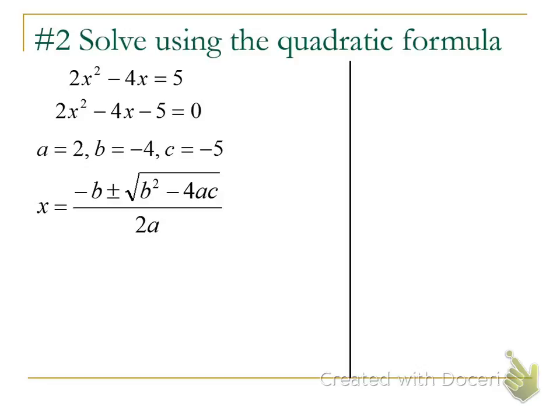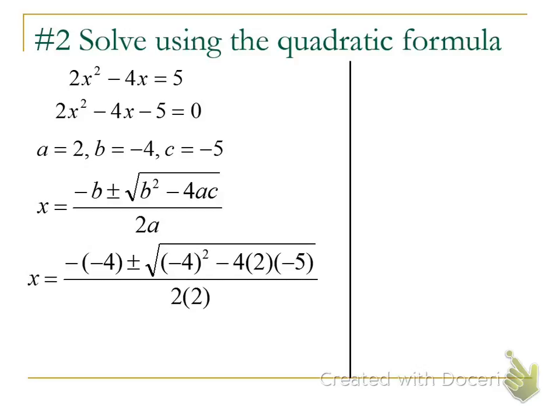So negative 4 plus or minus the square root of negative 4 squared minus 4 times 2 times negative 5 all over 2 times 2. So I'm going to simplify that, and I get 4 plus or minus the square root of 16 plus 40. Because negative 4 times 2 is negative 8. Negative 8 times negative 5 is positive 40. And that is all over 4.